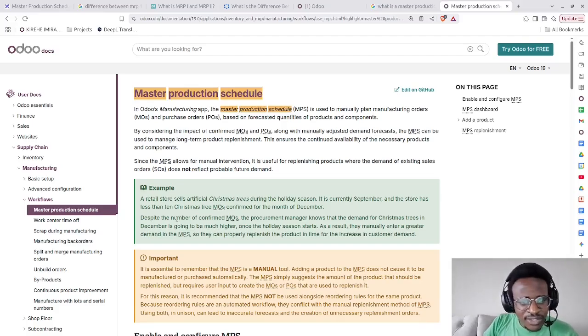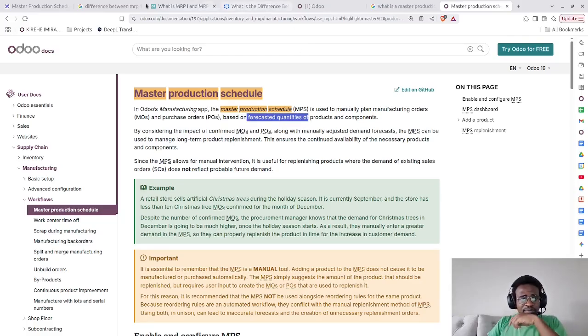Okay, so let's read about it. It says in Odoo's manufacturing app, the master production schedule, MPS. So basically it's in manufacturing and workflows. The MPS is used to manually plan manufacturing orders, MOs, and purchase orders. Wow, interesting. So it can be used to plan manufacturing orders and also plan purchase orders based on forecasted quantities.